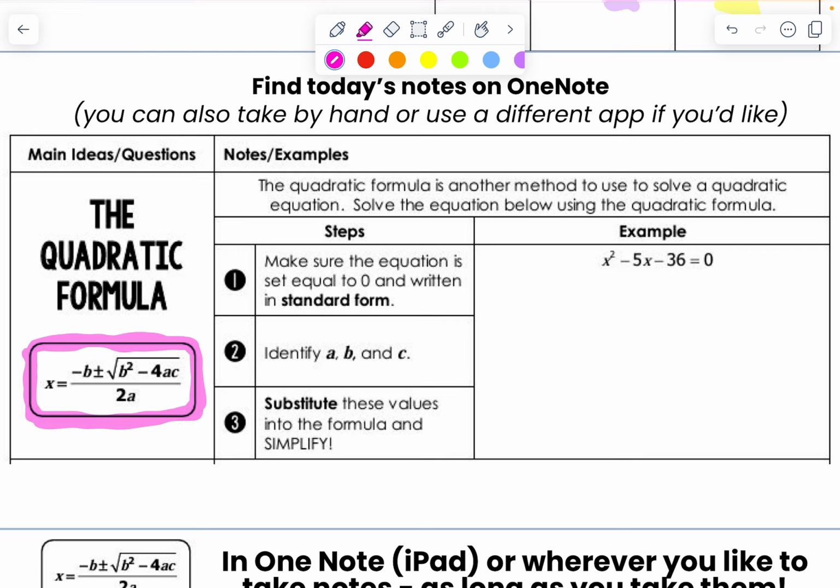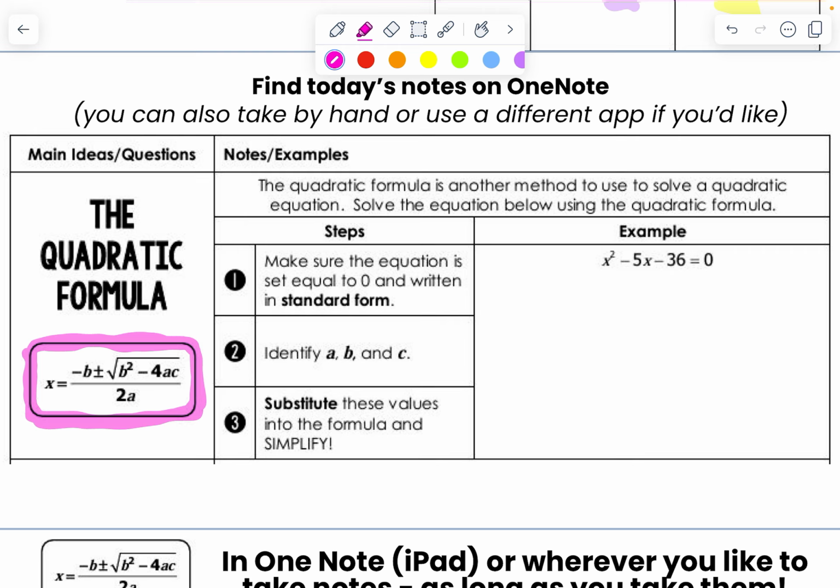Something really important to know is that the quadratic formula works every single time. Whether your answers are whole numbers, have decimals in them, or have square roots in them, it will solve it every single time. Although it might feel a little hard at first, some of you might actually prefer this method. So just stick with me for a minute.